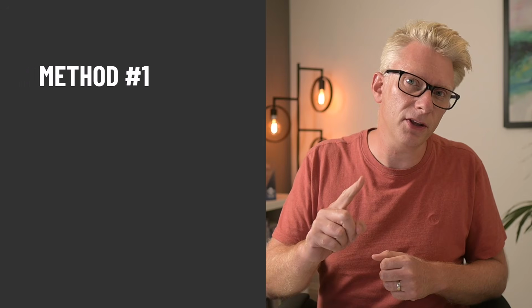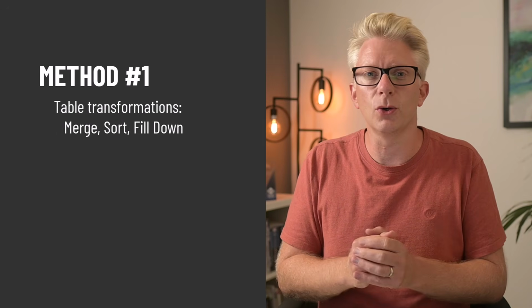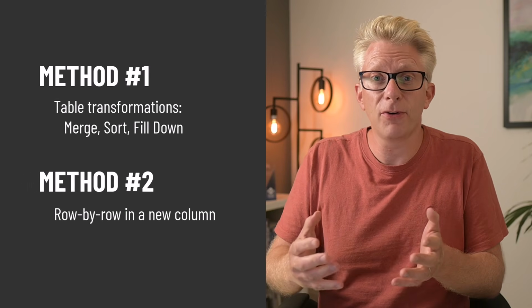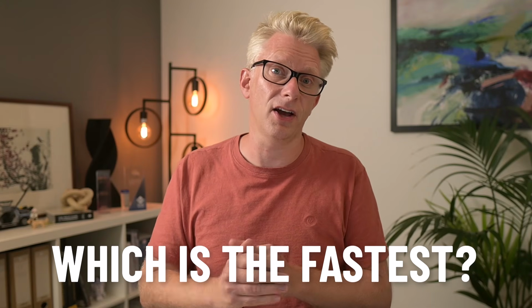In Power Query, I'm aware of two main approaches for performing approximate match lookups. The first method uses mostly table transformations, such as merge, sort, and fill down. The second method adds a column and performs the lookup row by row. But which is the fastest?